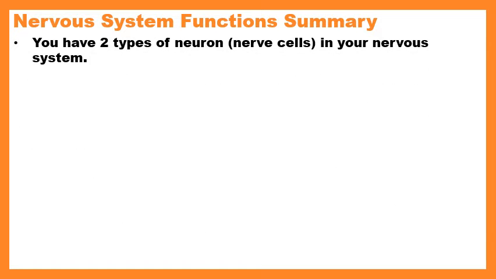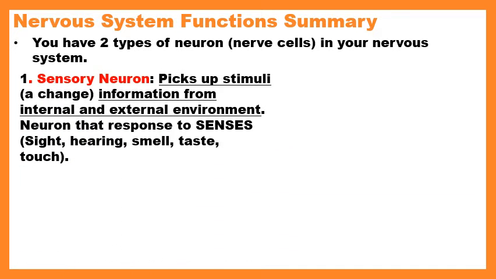You've got 2 types of neurons. And again, remember, a neuron is a nerve cell in your nervous system. You've got a sensory neuron that picks up stimuli. And a stimulus is a change. So if you smell smoke in your house, that's a change because you usually don't smell smoke, like something's burning in the oven. That's a stimulus. And when you pick up a stimulus, you get information from the internal and external environment. That means inside and outside environment.